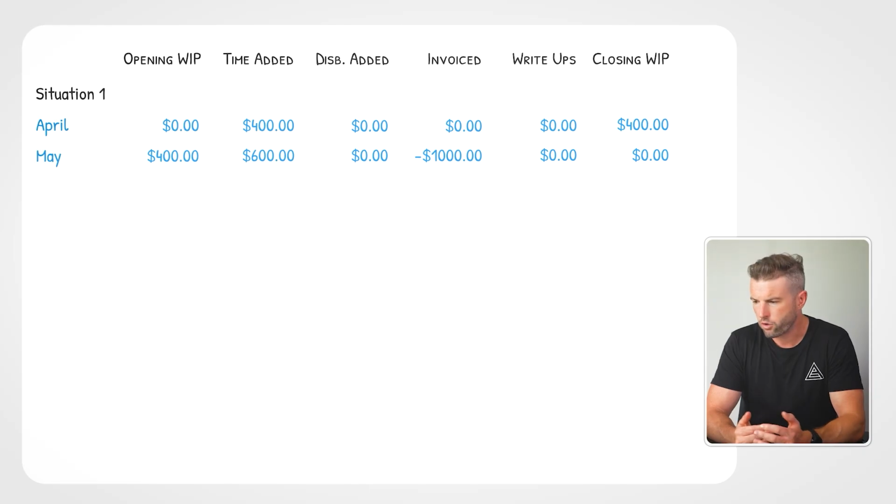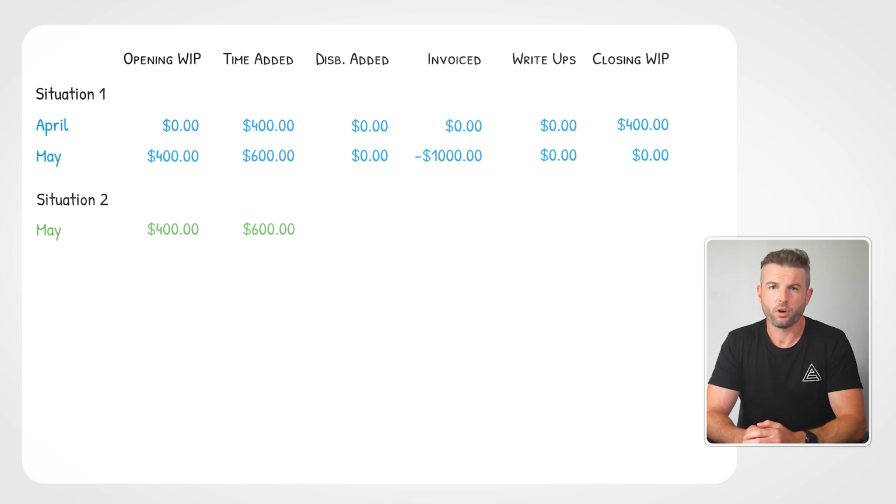All right, so let's say it's May already. So we know what happened in April. There's $400 of WIP. Now in May, we're going to have $400 of opening work in progress, and then we add $600 of time like we did before. But let's say there was an agreement we had where I said, look, I'm just going to charge you $800 for this job.